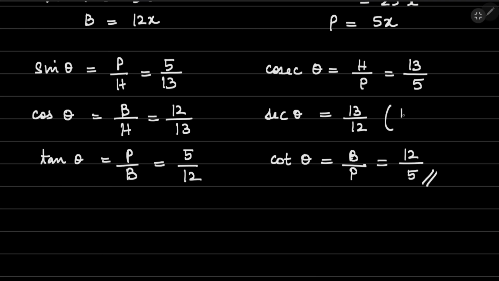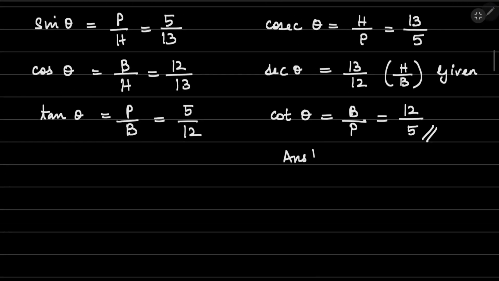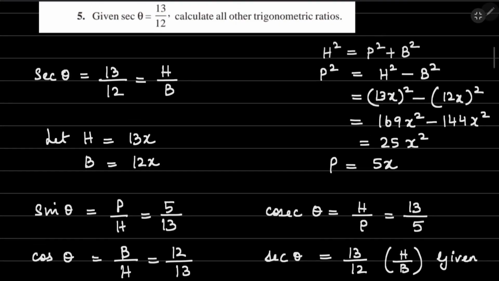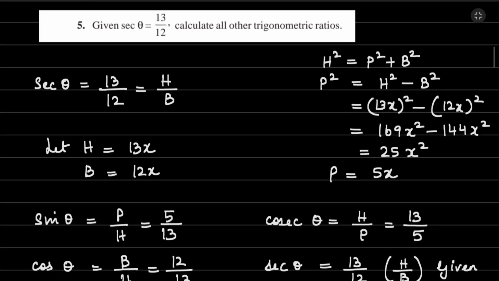Okay. It's nothing but h by b. This alone is given in the question, so you have to calculate all the other ratios. Is it clear? So this is your answer. You have to do it for any one value. If it is given to you, you can calculate all the other trigonometric ratios. Right? Let's move on to the sixth question.